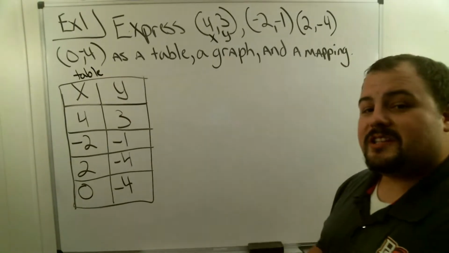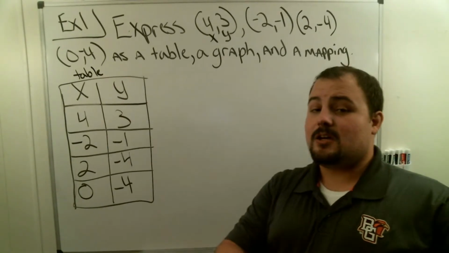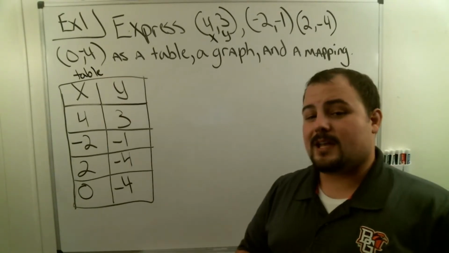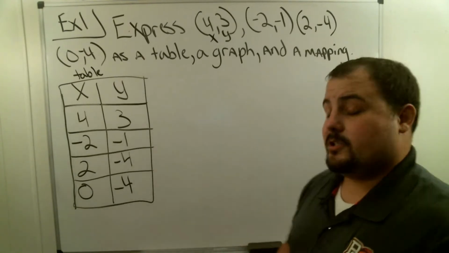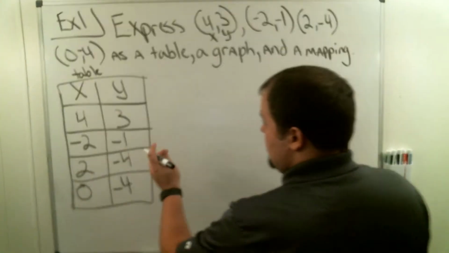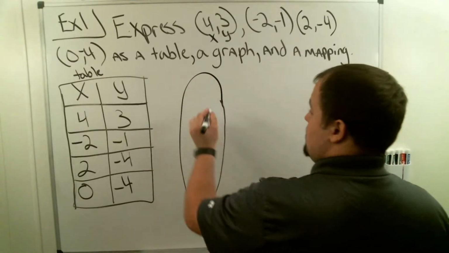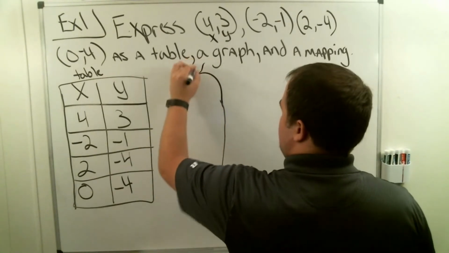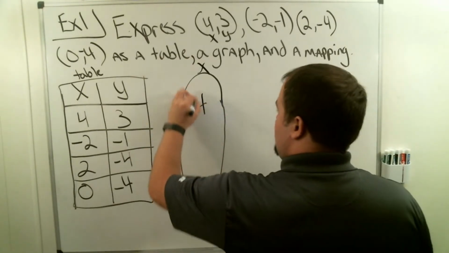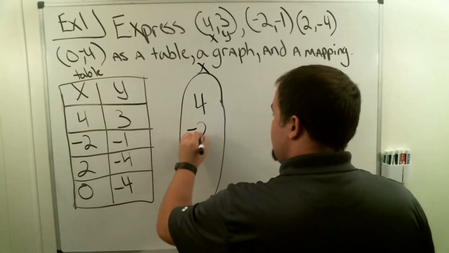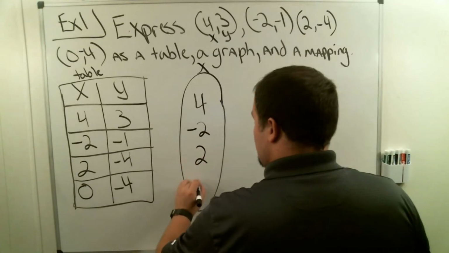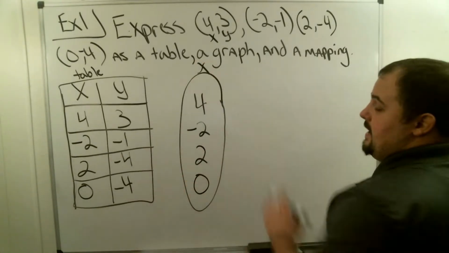Now, one of the easy ways to explain what a map is: a map tells you directions. So we're going to make it look like we're learning directions here. I'm going to use these same x values. I'm going to put them inside a circle, well, an oval, kind of like this. So this is what a map would look like. I have 4, I have a -2, I have a 2, and I have a 0 as my x values.